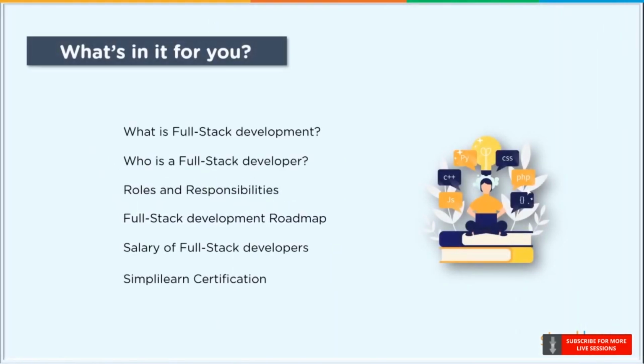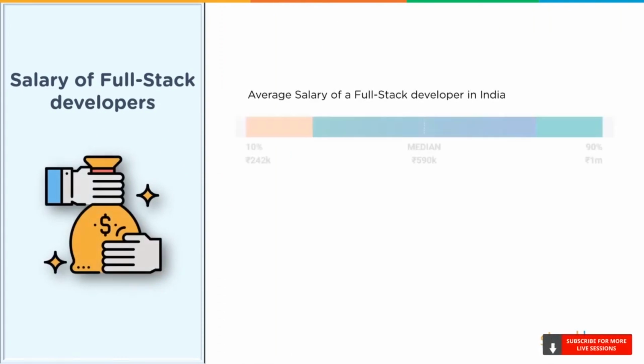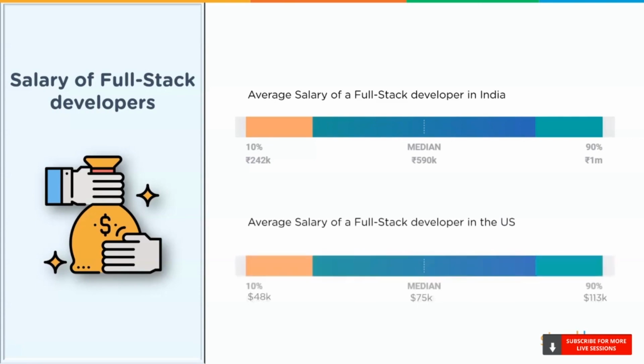Moving ahead, let's look at the salary of full stack developers. Now, according to PayScale, the average salary of a full stack developer in India is around 5,90,000 rupees per annum. The average salary of a full stack developer in the US is around $75,000 per annum.